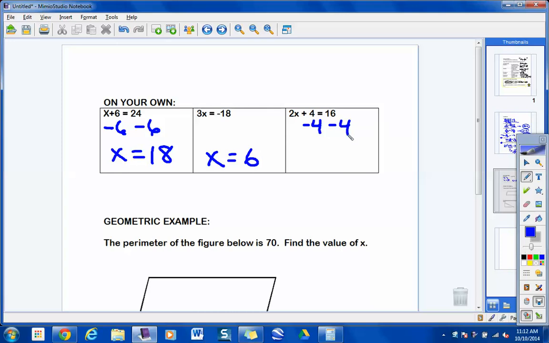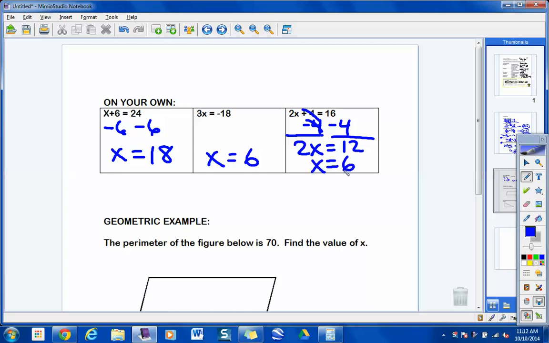Okay, so on the left side, the 4s would cancel here and here. I would have 2x equals 16 minus 4 on the right, which is 12. Then I divide by 2, and your value is positive 6. Very good. I think you guys have got this down, all right?